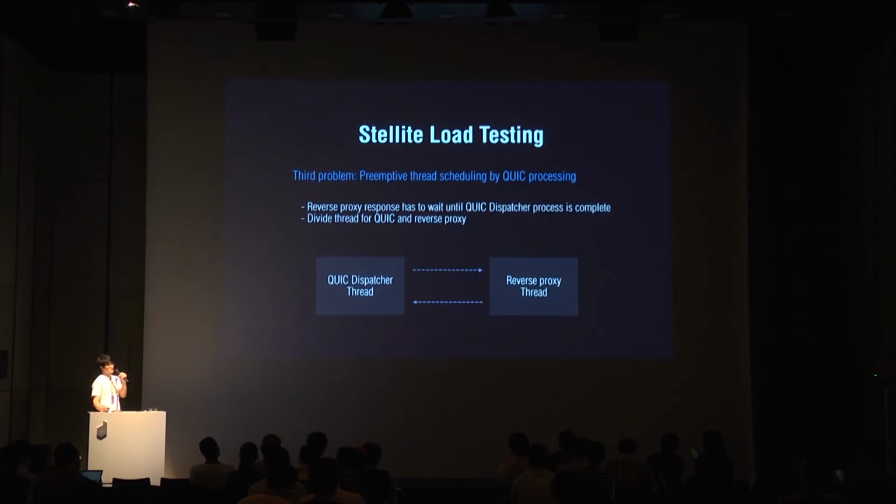The third problem is related to the second problem. It occurs after moving the QUIC dispatcher task to the worker thread. Processing both the QUIC packet task and the reverse proxy task on a single worker thread caused a response delay at the reverse proxy side. In consequence, we divided the QUIC dispatcher thread and the reverse proxy thread to reduce the QUIC dispatcher preemption cost and improve the response time.